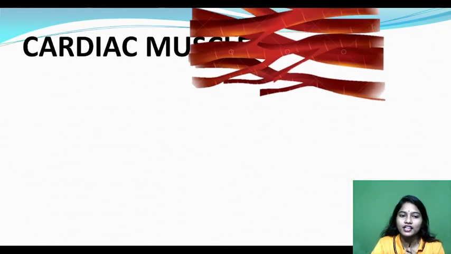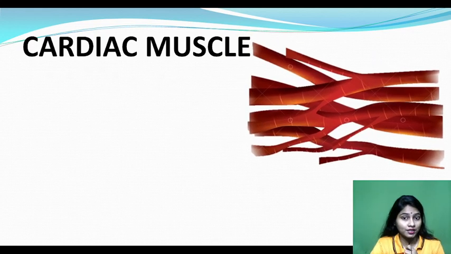Okay, now moving to the next, cardiac muscle. Where are they found? Cardiac is a term which is related to the heart, and pulmonary is a term which is related to lungs.